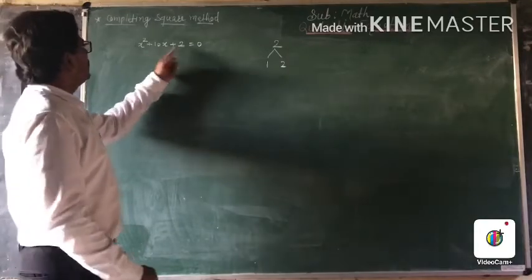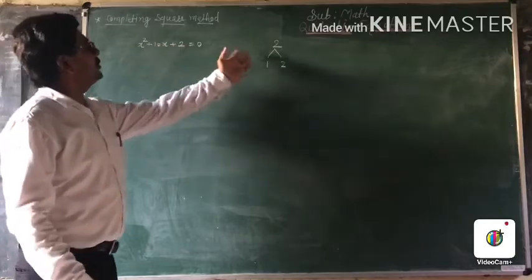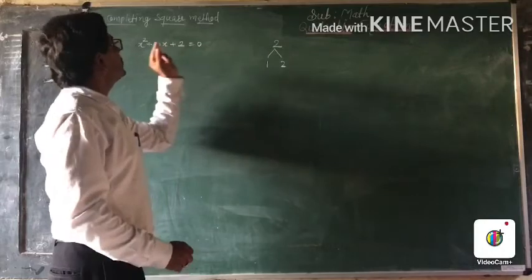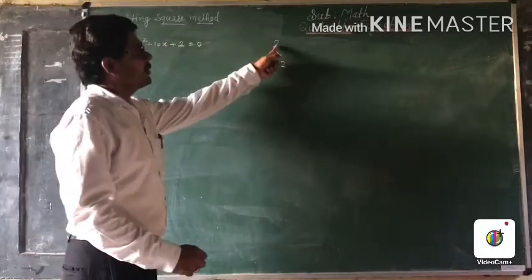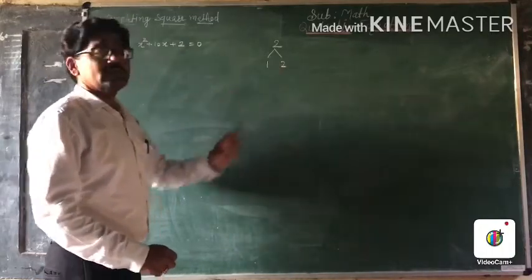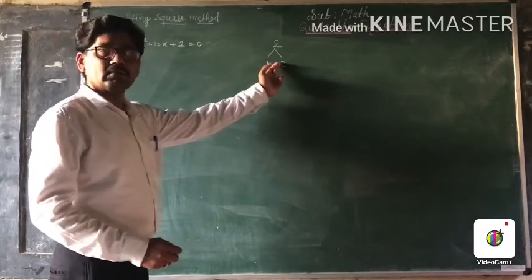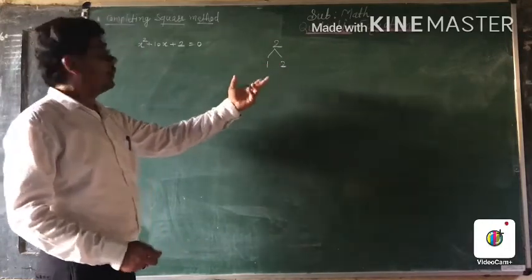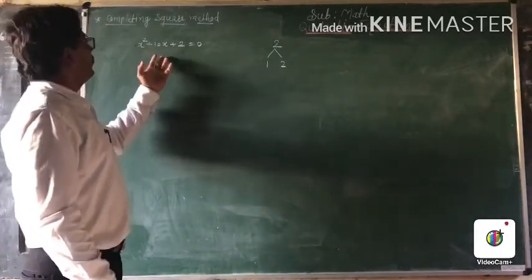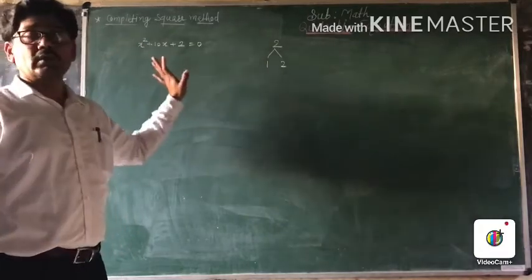For the factorization, the constant term is 2 and the coefficient of x square is 1. Therefore, find the two factors of 2 whose sum is 10. But the factors of 2 are 1 and 2 only, and the sum of these two is only 3. Or minus 1, minus 2, sum minus 3. But here we want the sum to be plus 10. So by the factorization method, we cannot find the roots of this quadratic equation.